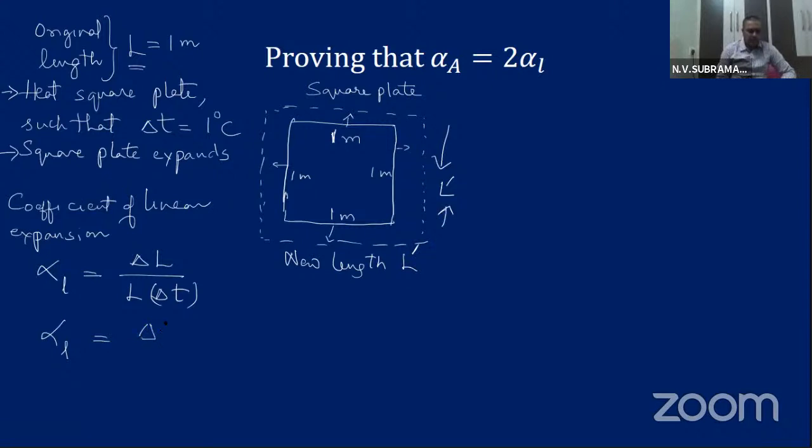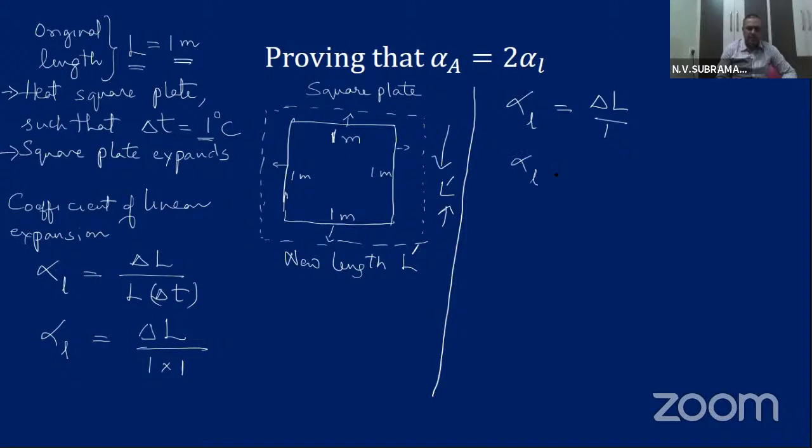Here delta L I am writing as usual, by original length, how much do you see? 1. Write 1. Into delta T, how much? 1. Write 1. I am drawing one line so there will be no confusion. Alpha L is equal to delta L by 1 into 1. Anything by 1 is delta L. So delta L is equal to, how do you calculate delta L? Tell me. First of all, it will be equal to new length minus old length.